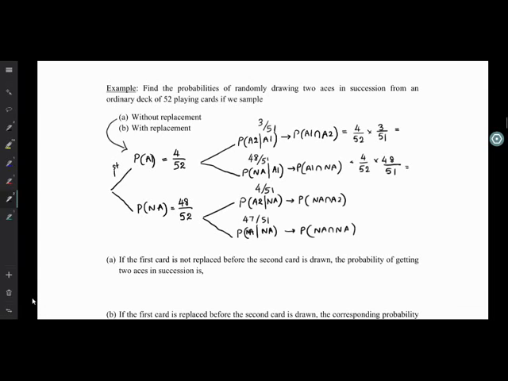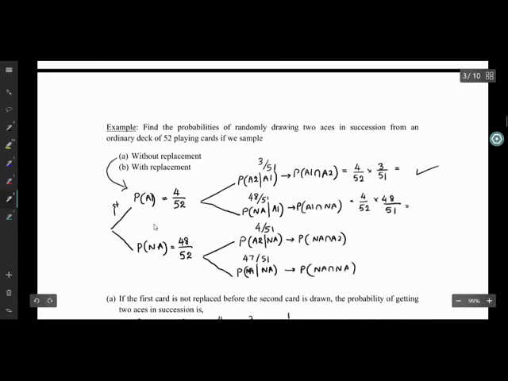Now according to our question, in part A, if the card is not replaced before the second card is drawn, the probability of getting 2 aces is this one. Probability of A1 and A2: first is an ace, second is also an ace. That will be 4/52 times 3/51. After you do the simplification, that will be 1/221.